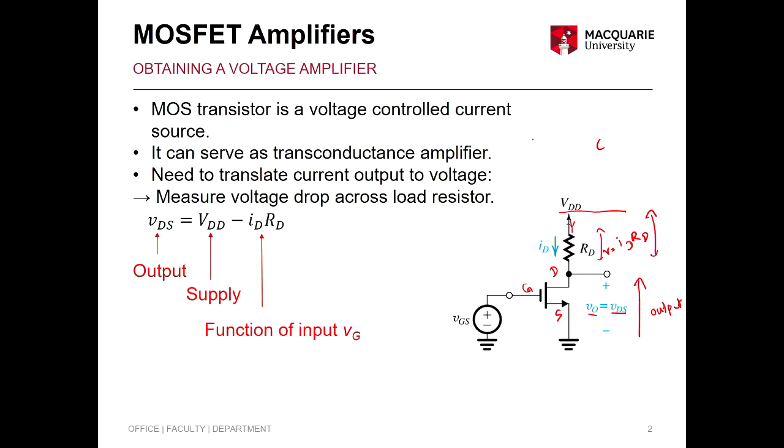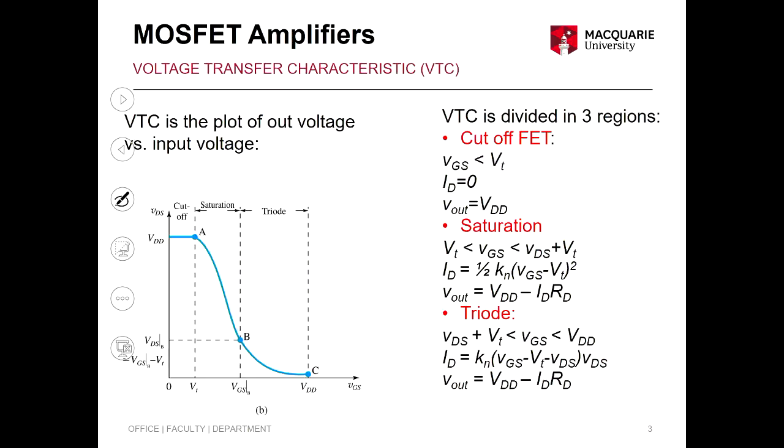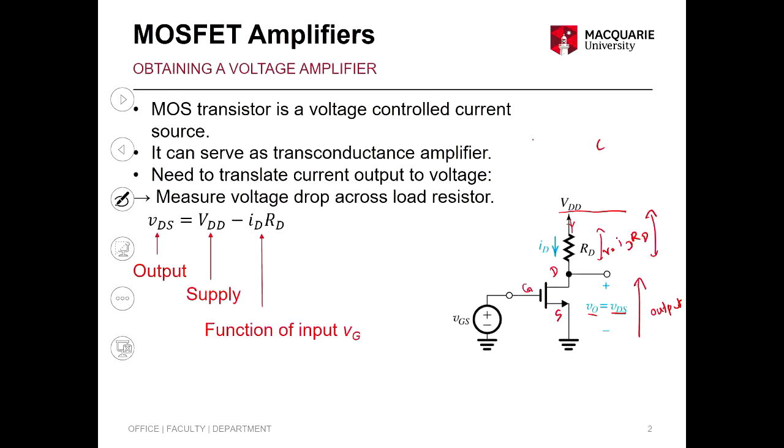That's quite straightforward. Now, using that, we had different types of curves before, and this is a curve that we're going to call the VTC, which is the voltage transfer characteristics. It will have two axes, VDS and VGS. This is the VDS, the voltage between the drain and source, and how it changes with the gate source voltage.